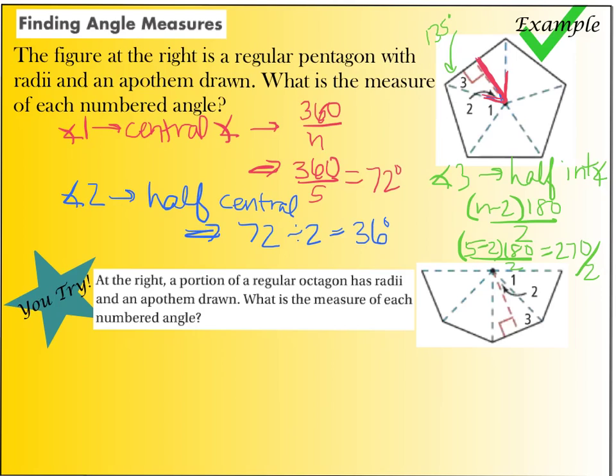So just to recap, angle 1 is a central angle. So all we do is 360 divided by n. Angle 2 here is half of my central angle. So I have to do the 360 divided by n, but I have to cut that in half. And angle 3, this angle here, is half of an interior angle. So I have to use this formula, n minus 2 times 180 divided by n, but then I have to cut that in half again.